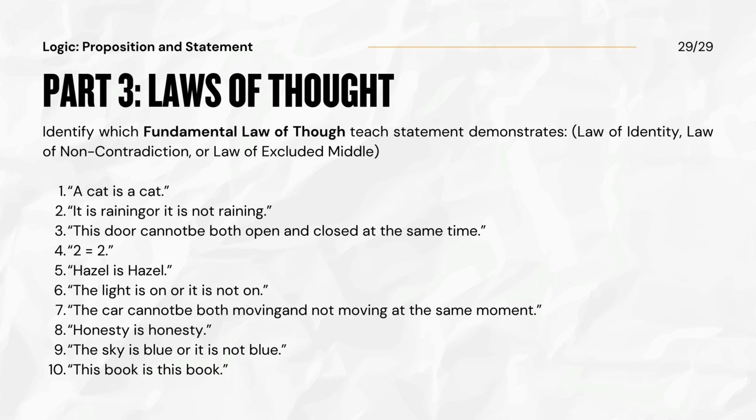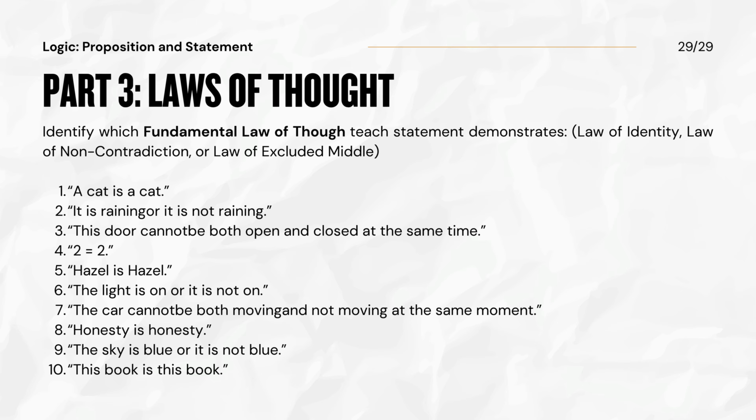Answer, law of non-contradiction. Hindi maaaring sabay na totoo na ang kotse ay gumagalaw at hindi gumagalaw sa parehong oras. Number 8, honesty is honesty. Answer is law of identity. Dahil ang katapatan ay nananatiling katapatan, hindi ito nagbabago ng kahulugan.